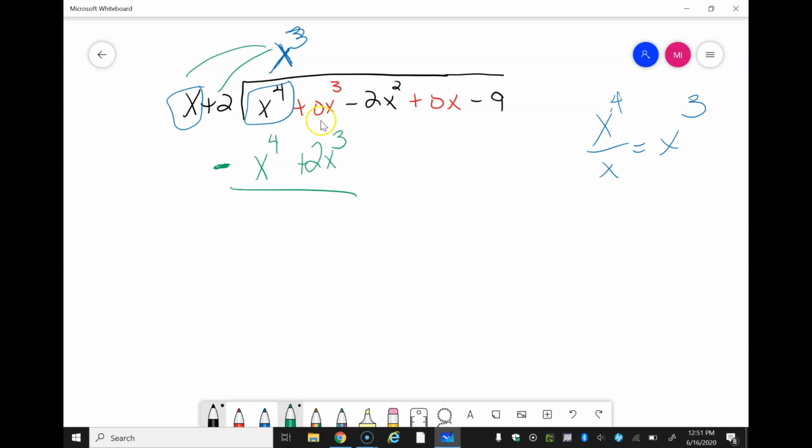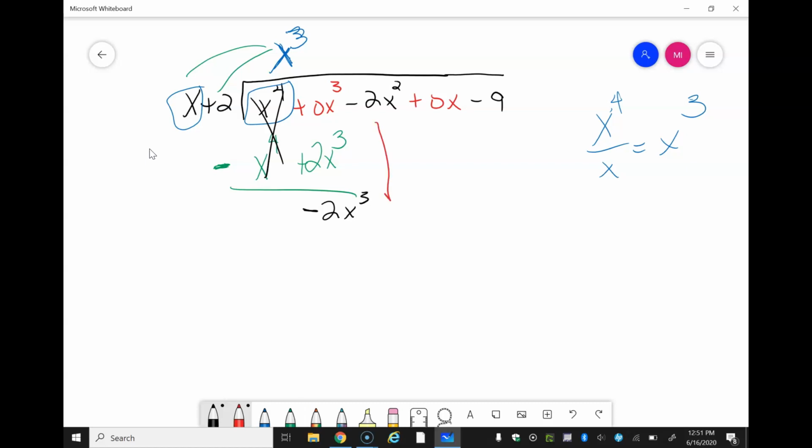This is the reason why we put in a missing term, because they actually line straight up together. When we subtract, we have that missing term here, because a lot of students will put this 2x to the third underneath here, when it needs to be underneath here. That's why we need to put in that missing term. So let's go ahead and subtract. We know that both of these will cancel out. So we have 0 minus 2x to the third, which gives us a minus 2x to the third.